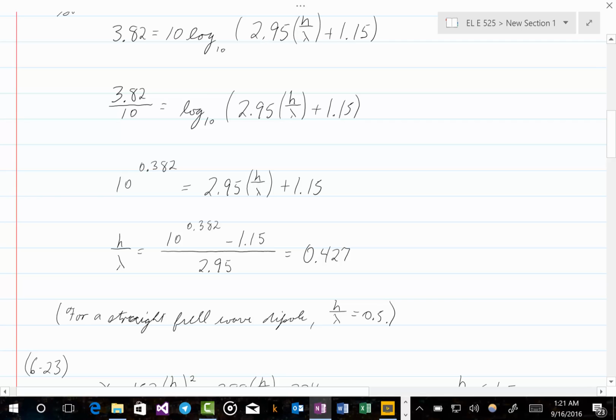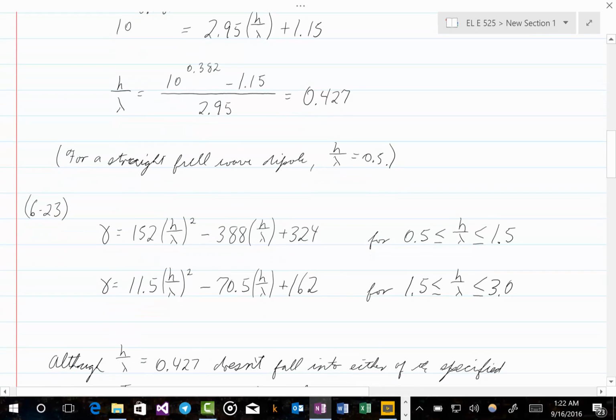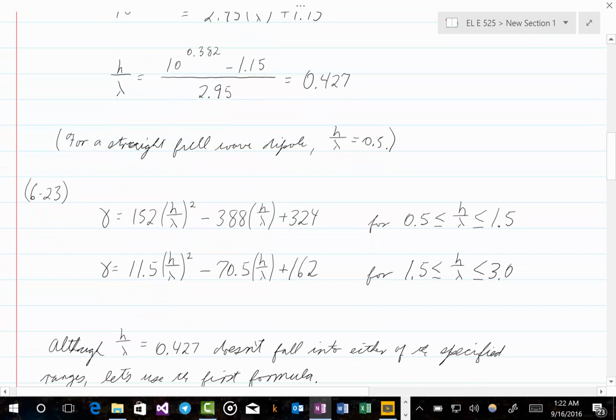And in fact, we're going to be even better when we calculate gamma. But here is how h over lambda compares. It's 0.427 using equation 624, but in reality, for the straight full wave dipole, h over lambda would be 0.5. And now to finish this problem, we next want to use, as we've already hinted, equation 623 to calculate gamma for this situation.